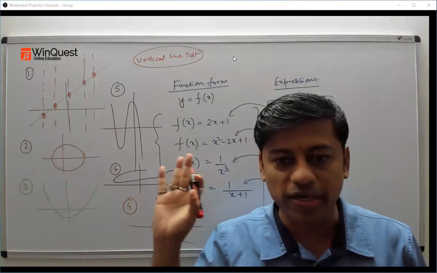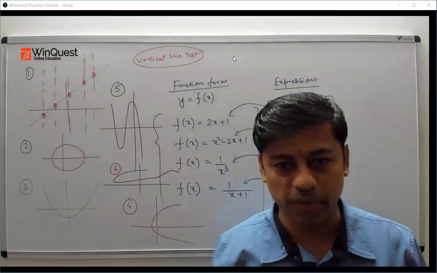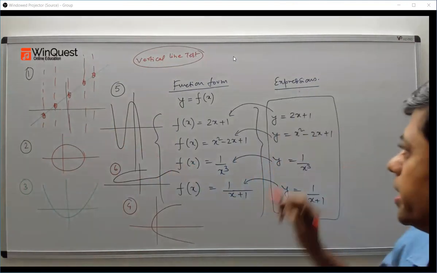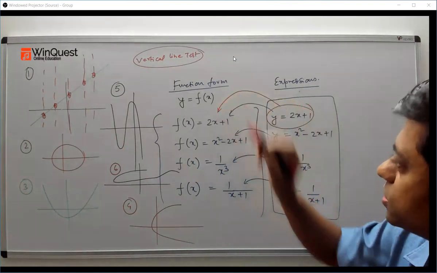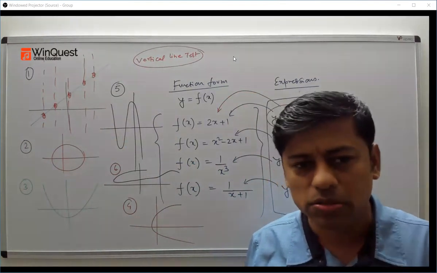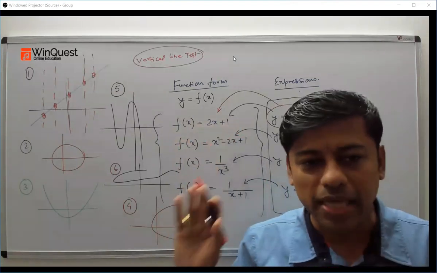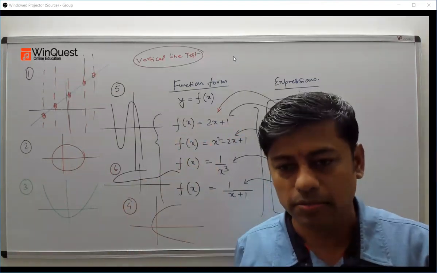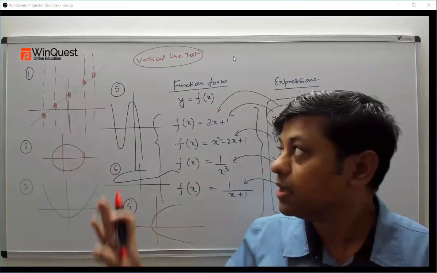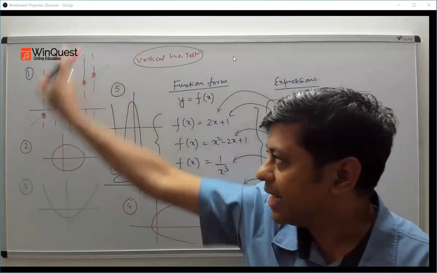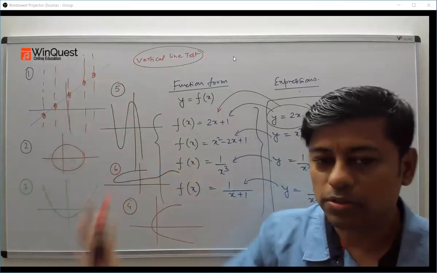We can say this qualifies to be represented by a function expression. So that means if y equals 2x plus 1, this can always be written in function form. Why is it so? Because we know that this 2x plus 1 represents a straight line. All straight lines, if we do the vertical line test, will have one intersection point.